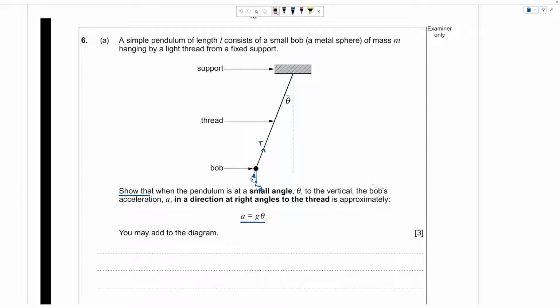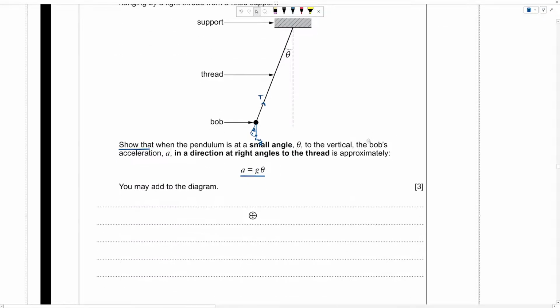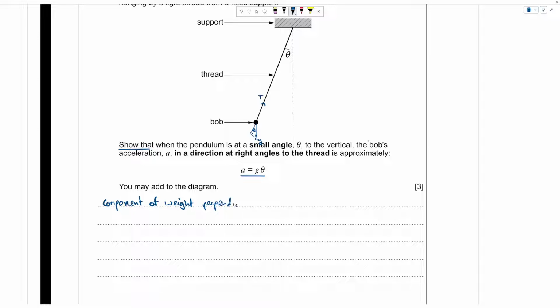And if we do that, we can see from our diagram that this perpendicular component is equal to mg sine theta. So the diagram labeling, adding that to the diagram is probably enough, but I'm going to write the words anyway. So, to make it absolutely clear, the component of weight perpendicular to thread, or at right angles to thread, that is equal to mg sine theta.